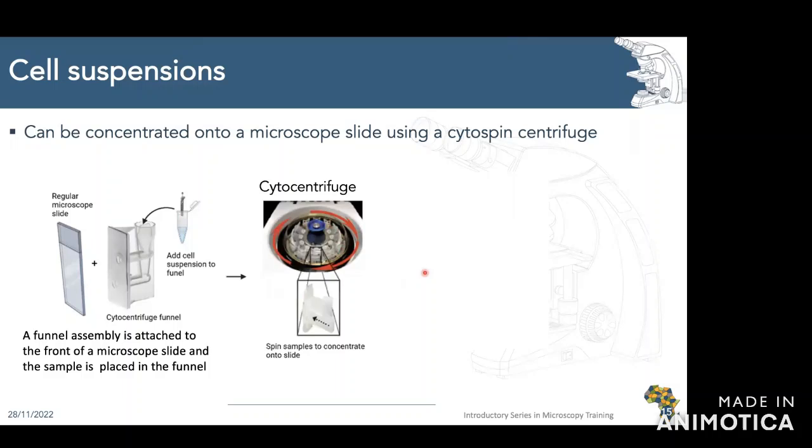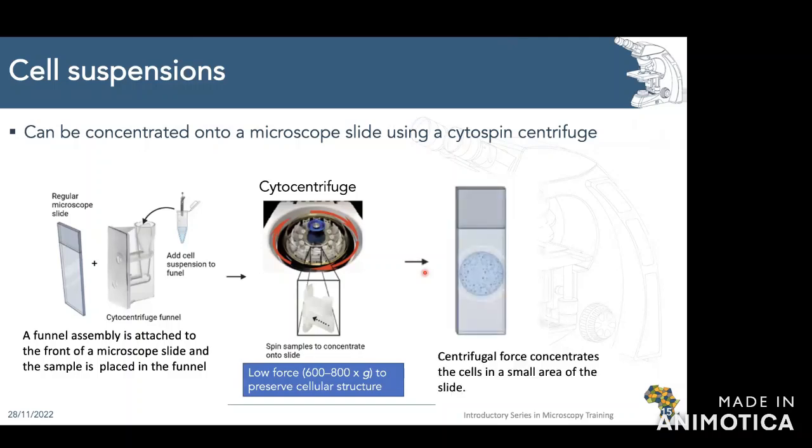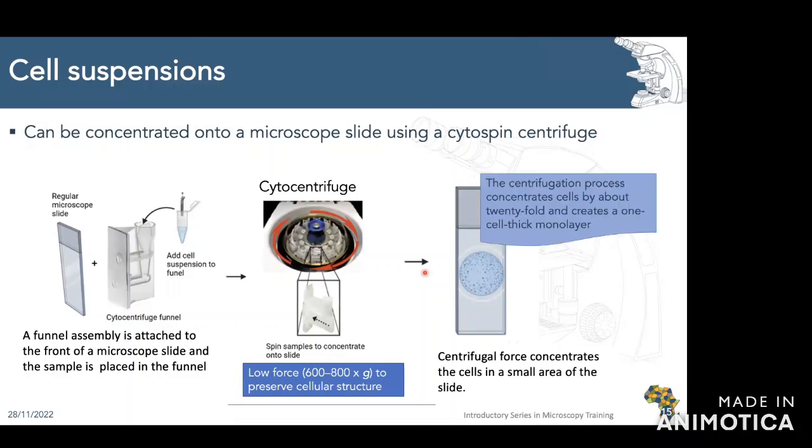So essentially, it is a very low force centrifugation step. Anything higher than this will pop your cells. So you want to do this at very low speed, and it just concentrates the cells very nicely into a very small area, quite in a nice thin area. So if you've got the right cell number, you essentially are concentrating 20-fold your cells.